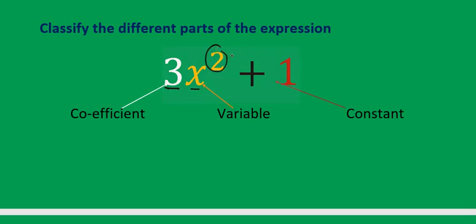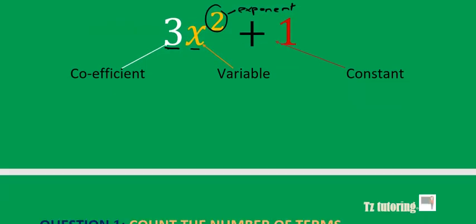Of course, the power is called an exponent, and the number that doesn't have a letter is a constant. The number that is on its own without any variable.